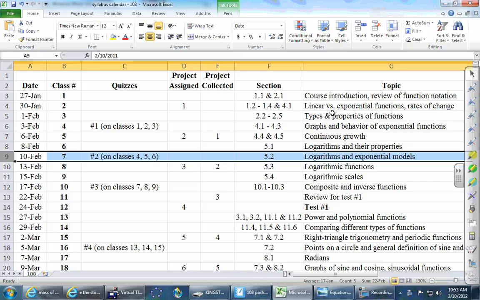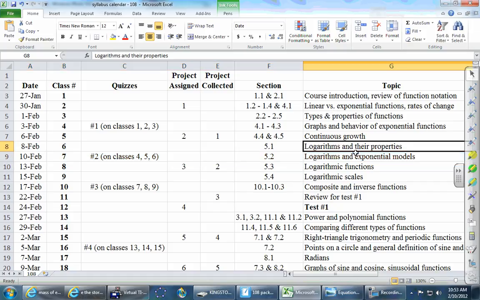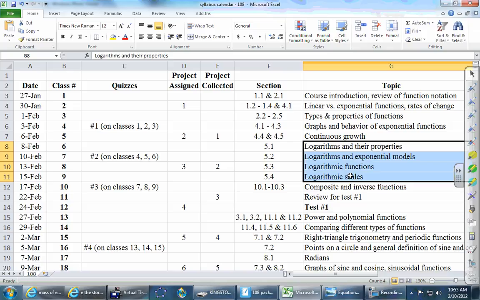So project number 3 is due a week after, so I guess that's the Monday, or maybe the Wednesday because there's a holiday. You'll notice that we are in the middle of this group of 4 classes. What's the common word in all 4 of those classes? Logarithms. So right now we're in the midst of like a mini section, a week and a half on logarithms.